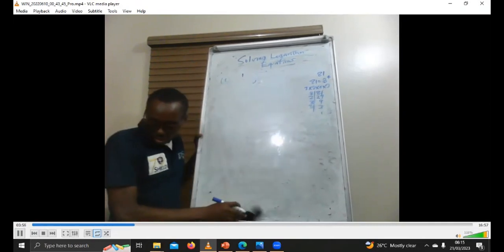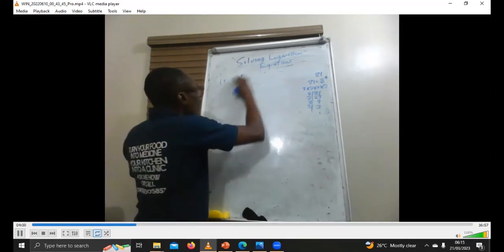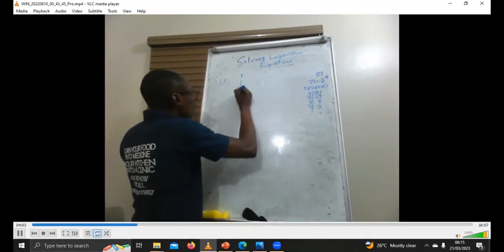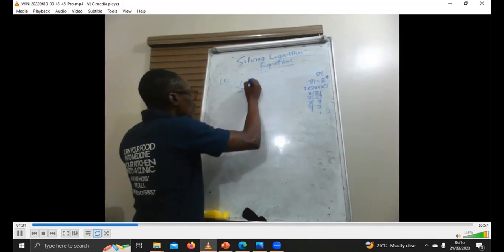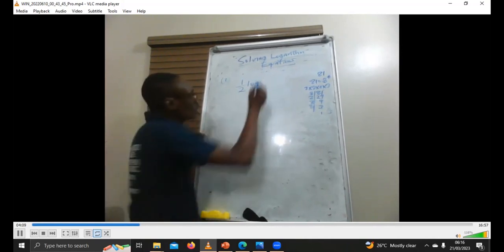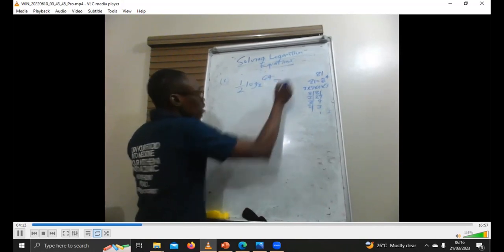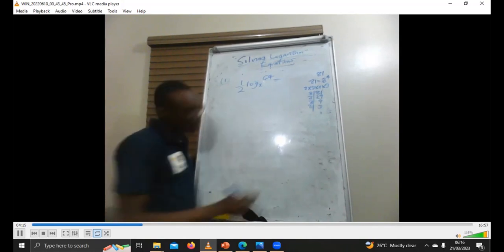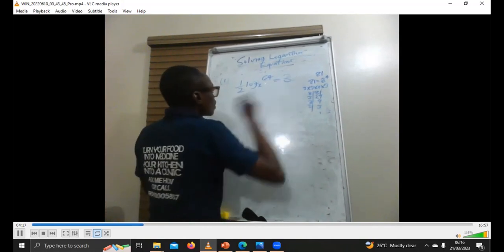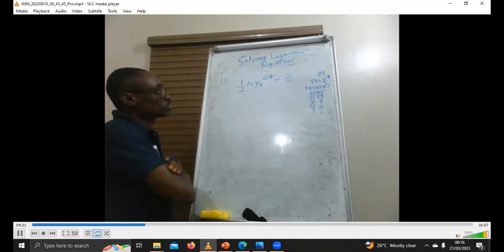So the second one we're looking at is half log 64 to base x equals 3. So how do we solve this?